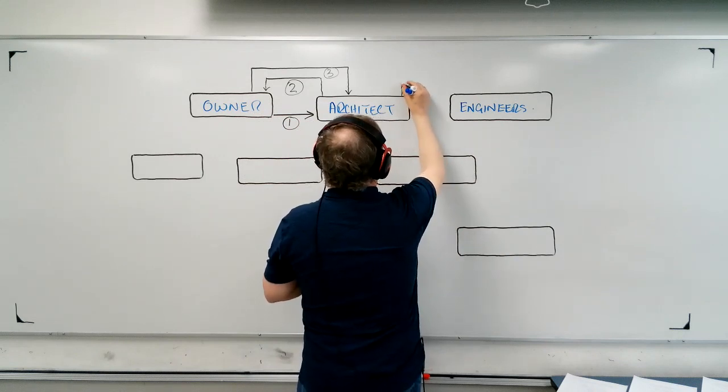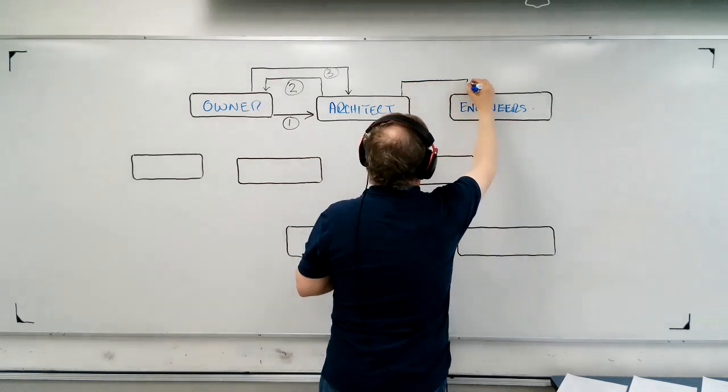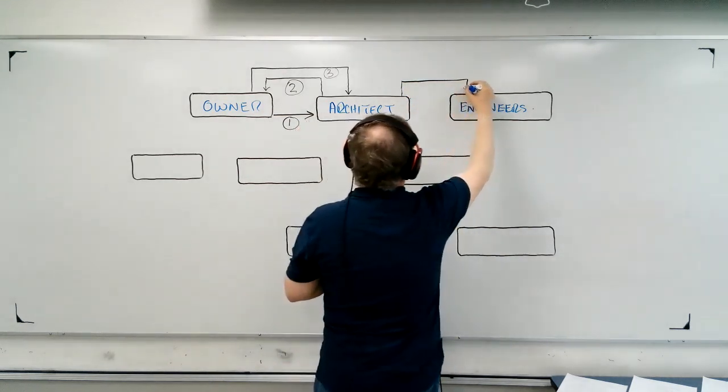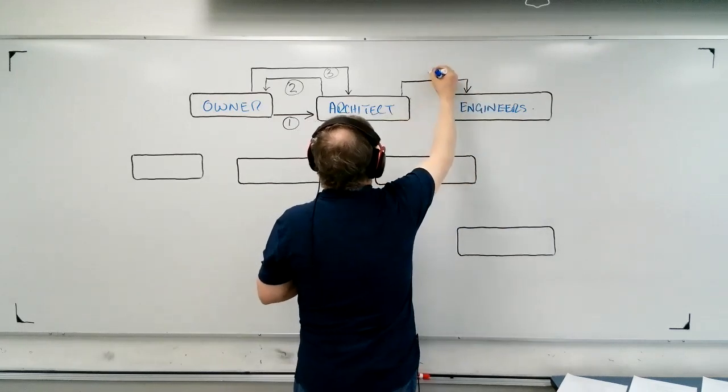So let me start by showing you this line. This is the architect sending the stuff to the engineer, okay? And this is number 4.